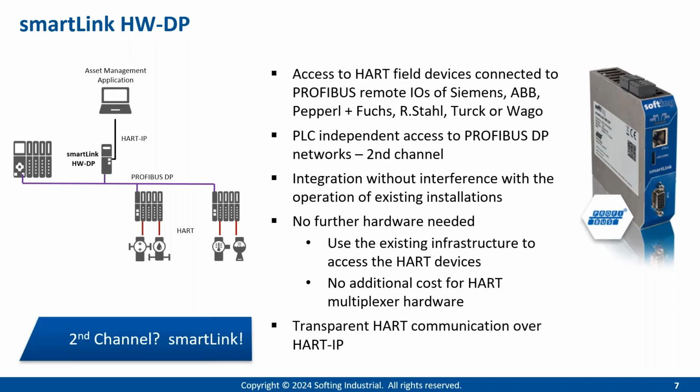Again, here we have transparent communication over HART IP. HART IP is used from the asset management application to our smartLink. Then smartLink transfers this communication to HART over PROFIBUS in that case, and sends commands to the HART device, and the HART responses are sent back to the asset management application. So it is completely transparent for the asset management application, and of course also for the HART device itself.